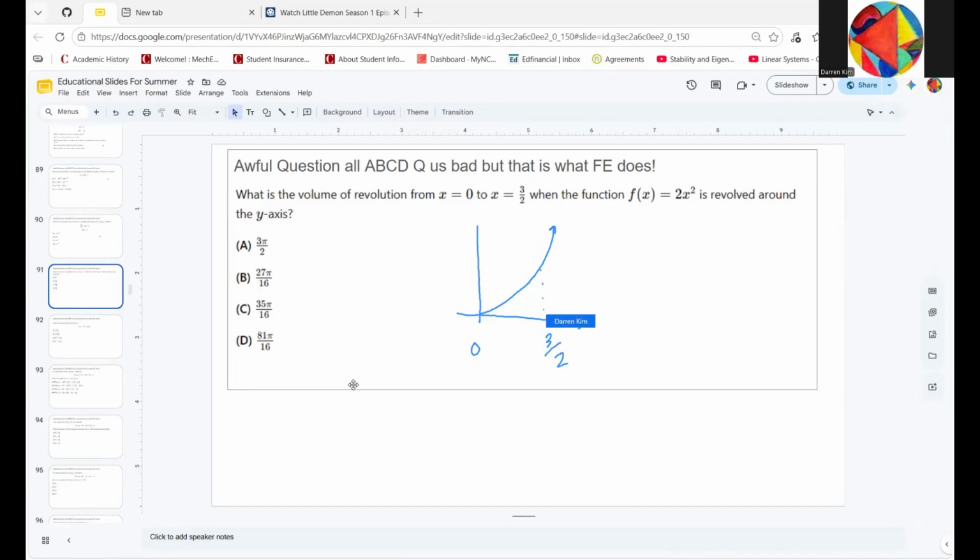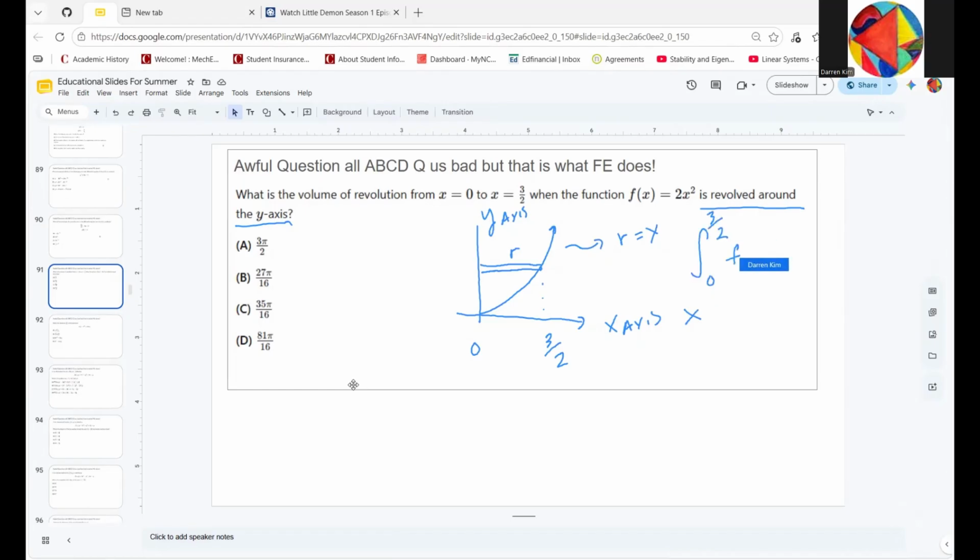And here's the interesting thing. You have to read the question carefully. It's revolving around the y-axis. So it's revolving around this axis over here, not this axis, which is the traditional way most people do it, but that would be wrong. And in this case, our r would be equal to x, right? So what that means when we do the integrand, we have 0 to 3 divided by 2.